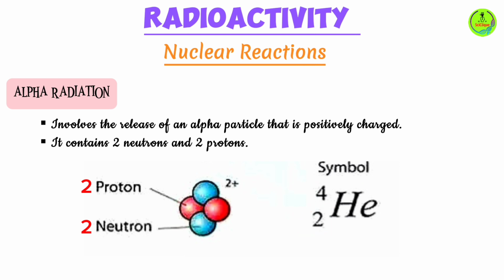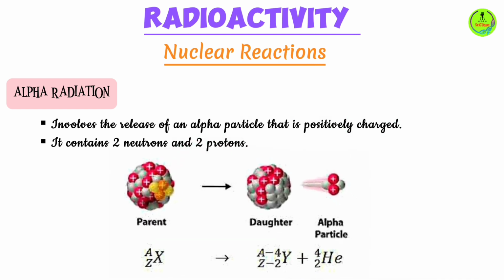And because we have two neutrons, the mass number is going to be 4, 2 plus 2. Now, this particle is positively charged because it has no electrons. So if it has no electrons and it has two protons, that means it's going to have an overall charge of plus 2. Now, when an atom emits an alpha particle, its atomic number is going to decrease by 2, while its mass number decreases by 4.